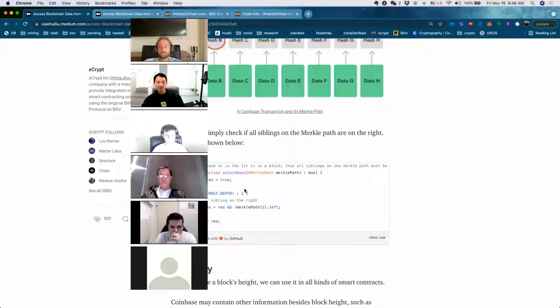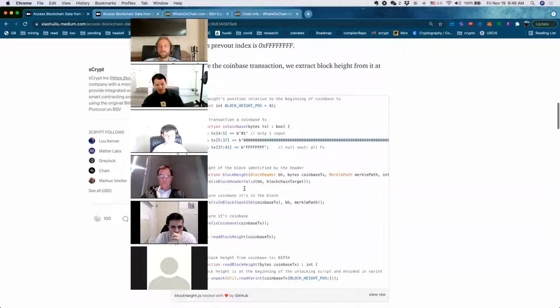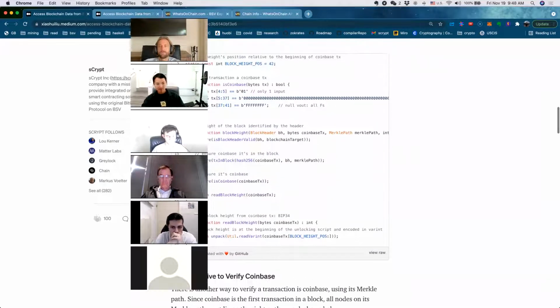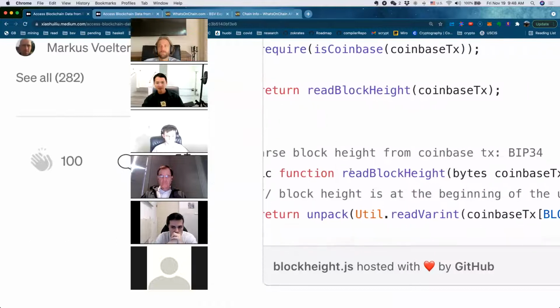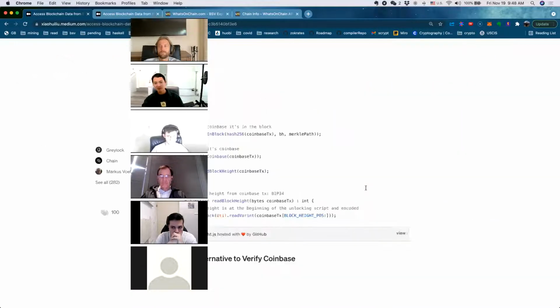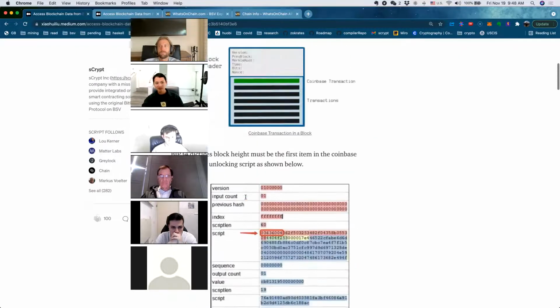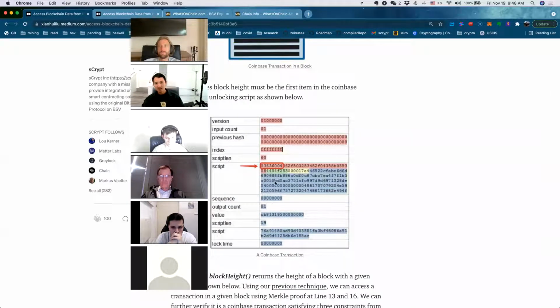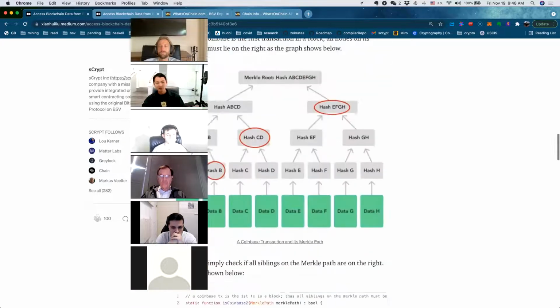So after this, you have the transaction that's a Coinbase transaction, and you can just extract it. This is the line here. Basically, with this function, once you have the Coinbase transaction, it's very easy to read the field here to extract the height of the block. Make sense?